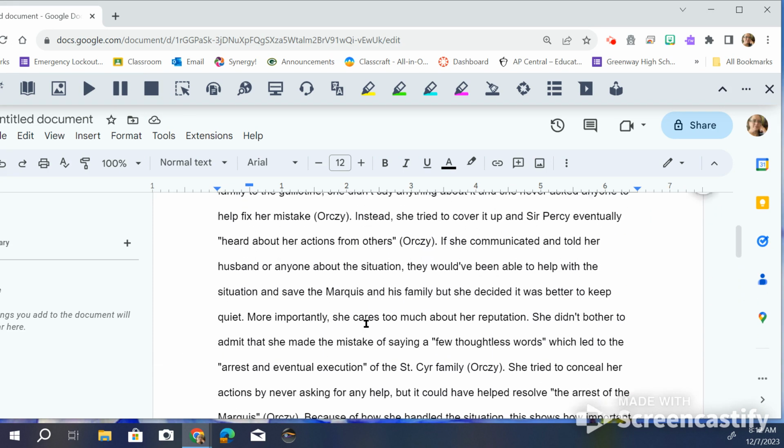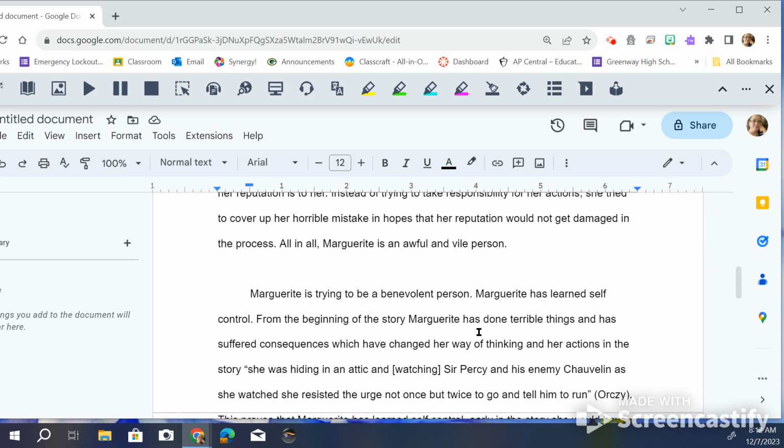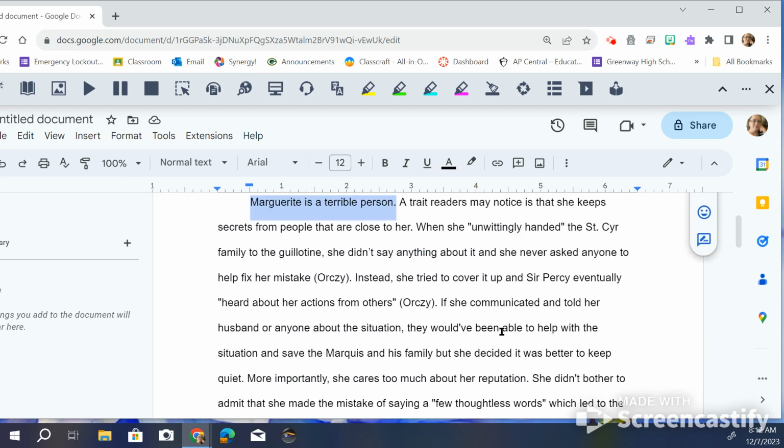Now, the problem is, do those two paragraphs sound like they belong in the same essay? No. The first thing that you have to do when you are writing an essay is make use of transitions to explain how the two paragraphs fit together. When we're talking about her being a terrible person, and we're talking then about her being a benevolent person, how is it true that she can be both?